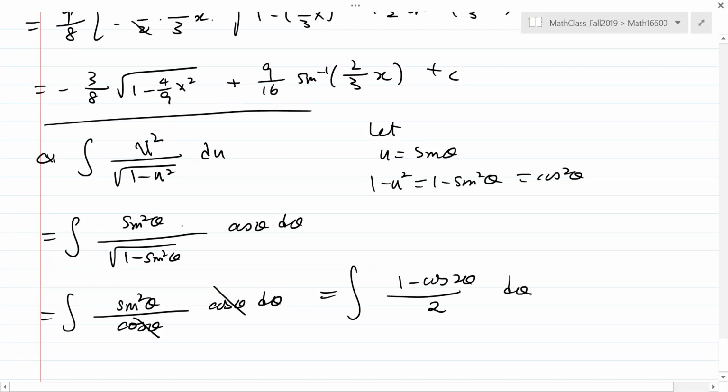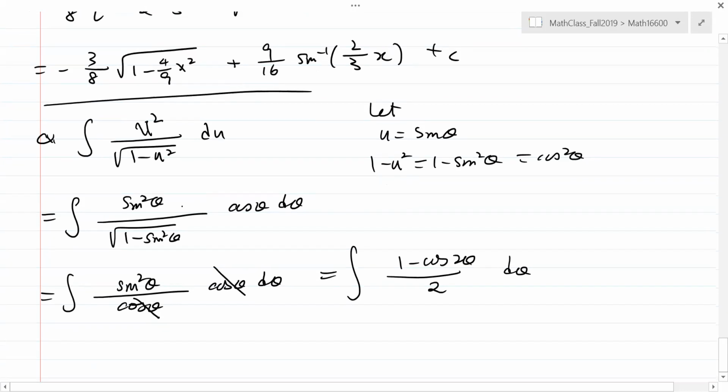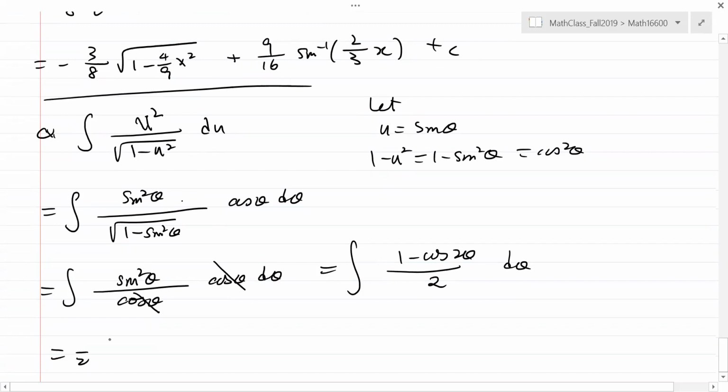Then you have an anti-derivative. The first one is half of theta minus sine 2 theta divided by 2. Right? Then you have to change it back to u. Sine theta.